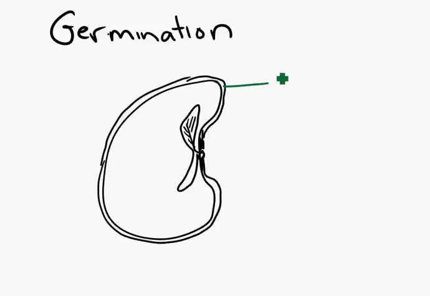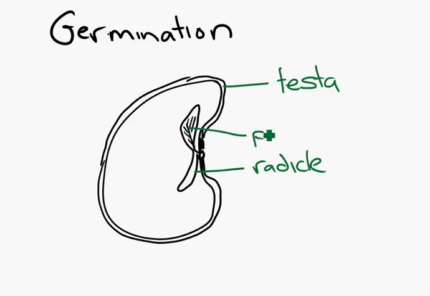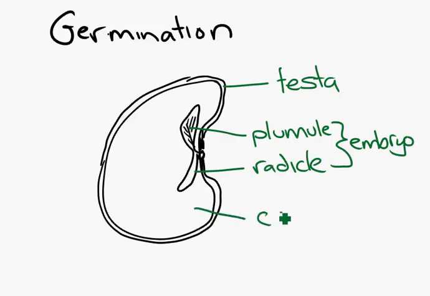To label this, the protective coat is called a tester. The bit that looks like a root is called a radicle. The bit that looks like a leaf is called a plumule. These two together make up the embryo, the young developing plant. And the rest of the seed, the other 95% of it, is the food store or cotyledon.